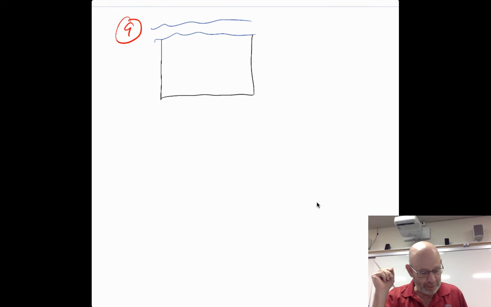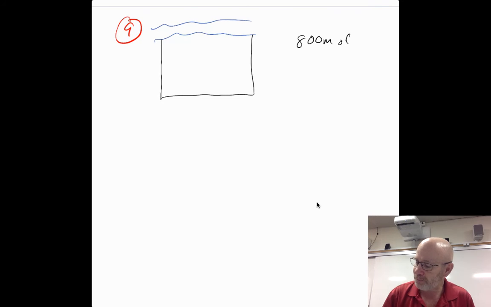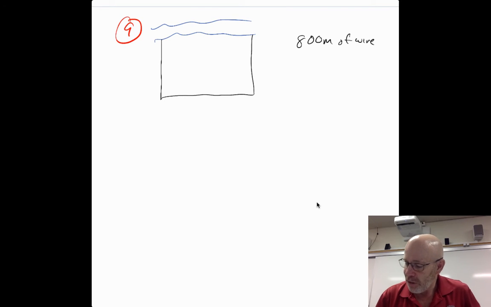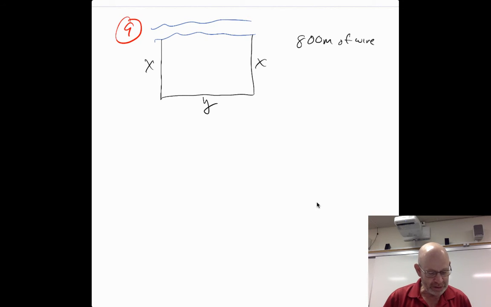Farmland will be bounded on one side by a river and 3 sides by a single strand electric fence. With 800 meters of wire, what is the largest area you can include and what are its dimensions? So we got 800 meters of wire. I'm going to call that X, call that X, call that Y. Although it does not really say this, oh yeah, it does say rectangle. Good, it's a rectangle. So that means that 2x plus y must equal that 800.